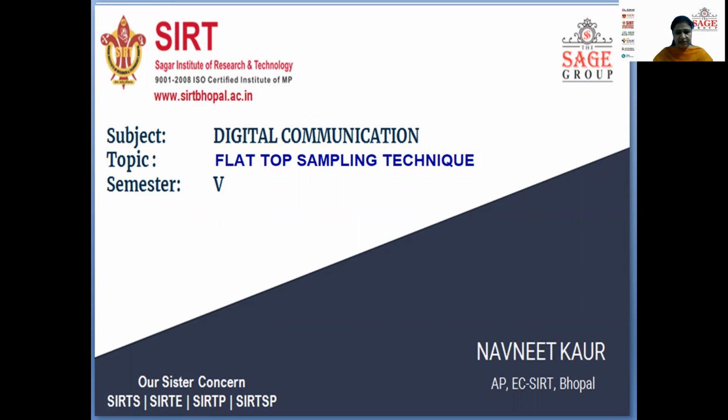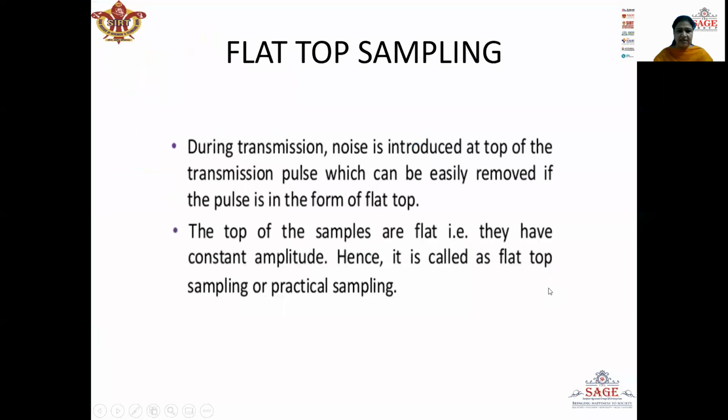In my previous lectures, I have already discussed the concept of sampling and the type of sampling, which is natural sampling. We already know that sampling is done to convert a continuous time signal into a discrete time signal. There are two types of sampling techniques. First is natural sampling, which we have already covered in our previous lecture. And the second technique is flat top sampling.